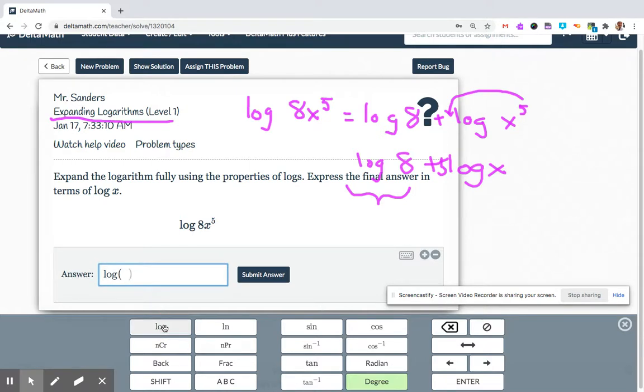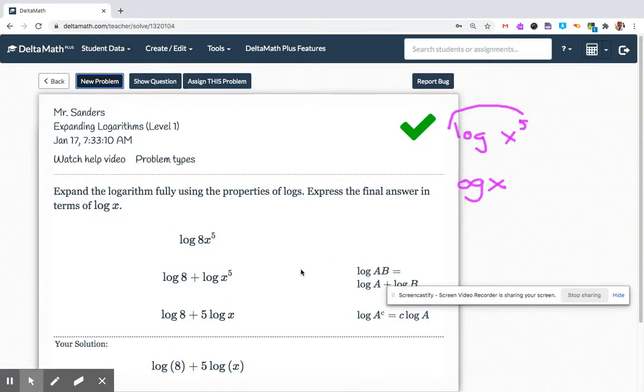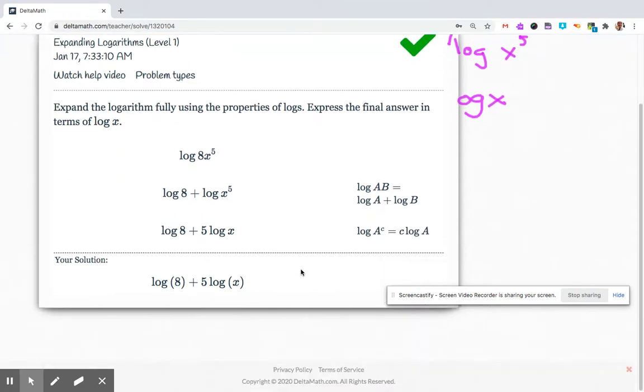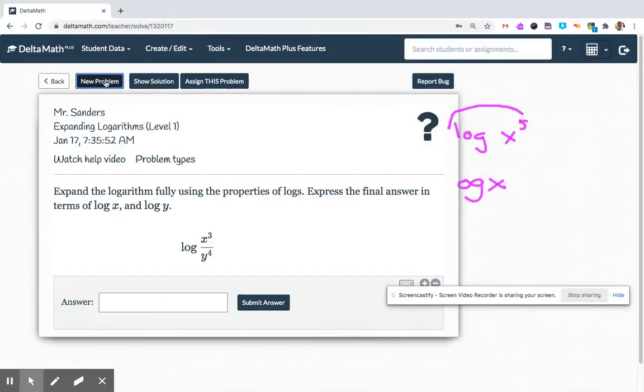Log base 10 of 8. And we're going to go ahead and add to that. Then we get 5 log of x. All right, so everything is kind of written how I have it. Do they want us to simplify log of 8? We're okay. And everything looks good from what we have. Good. So no simplifying here. They just want it in terms of log. See if the next one's any different.